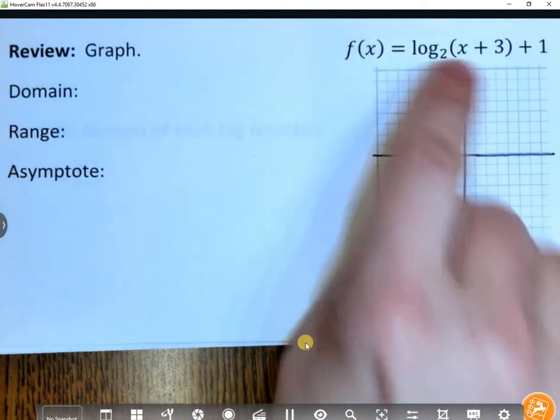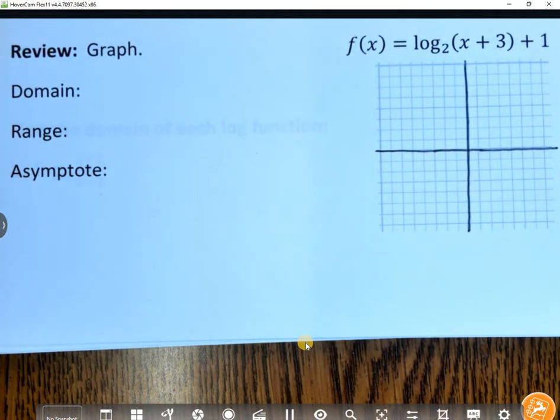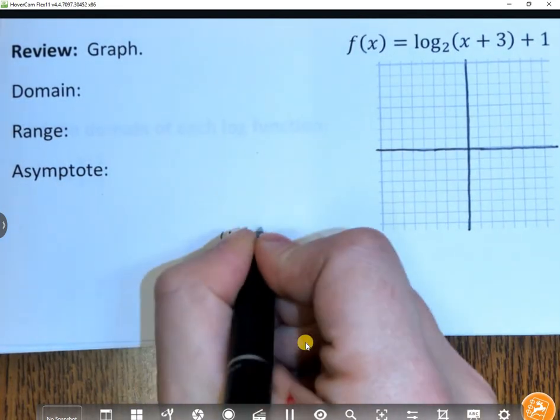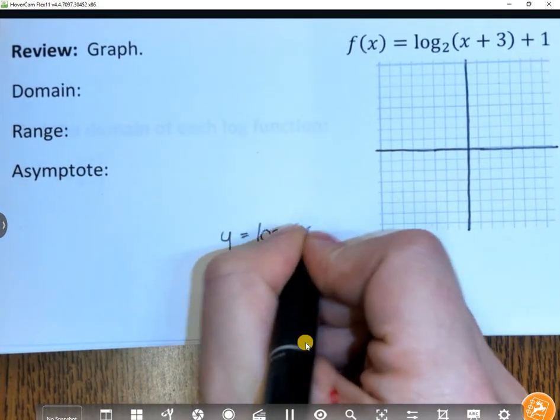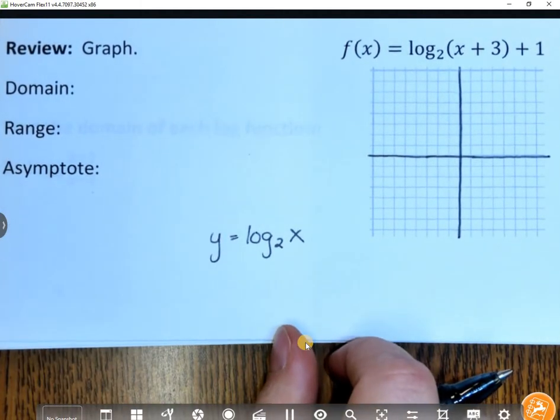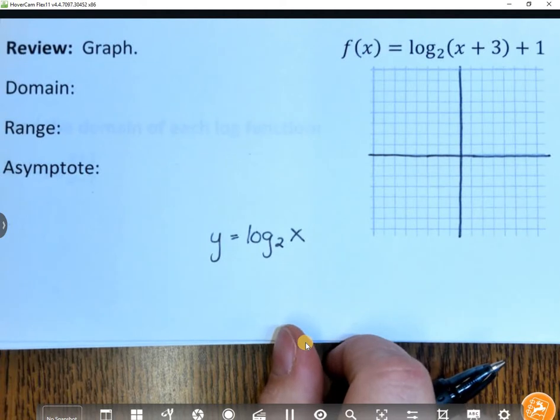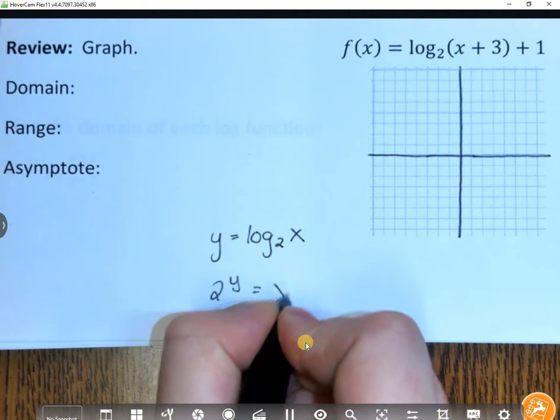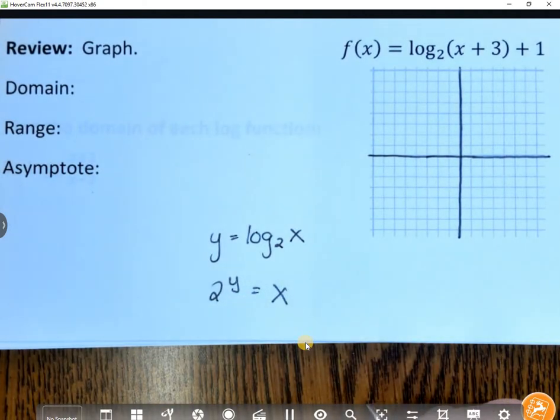All right, let's think about the parent function for this. We'll start with the very most basic. We'll say we've got y equals log base 2 of x. If you have completely forgotten how to graph a log, what can we do to make this simpler? 2 to the y equals x. Beautiful. Just rewrite it as an exponent.